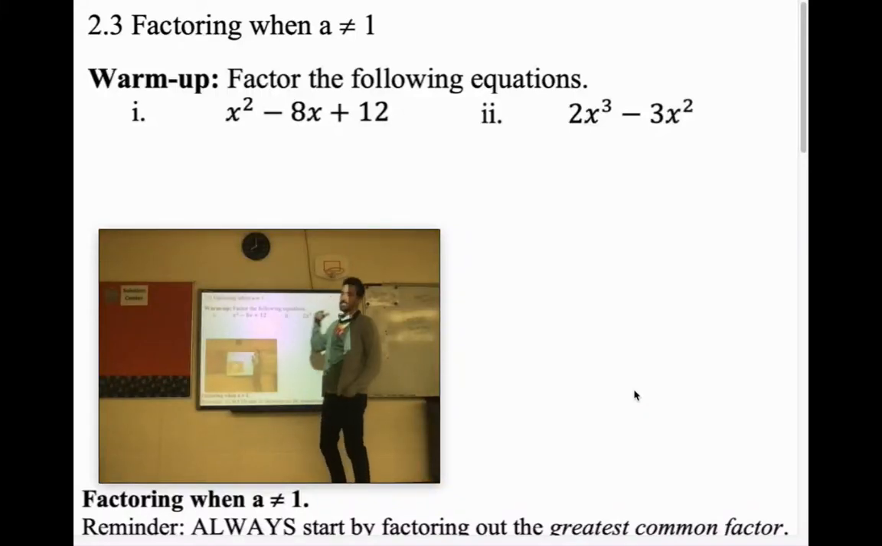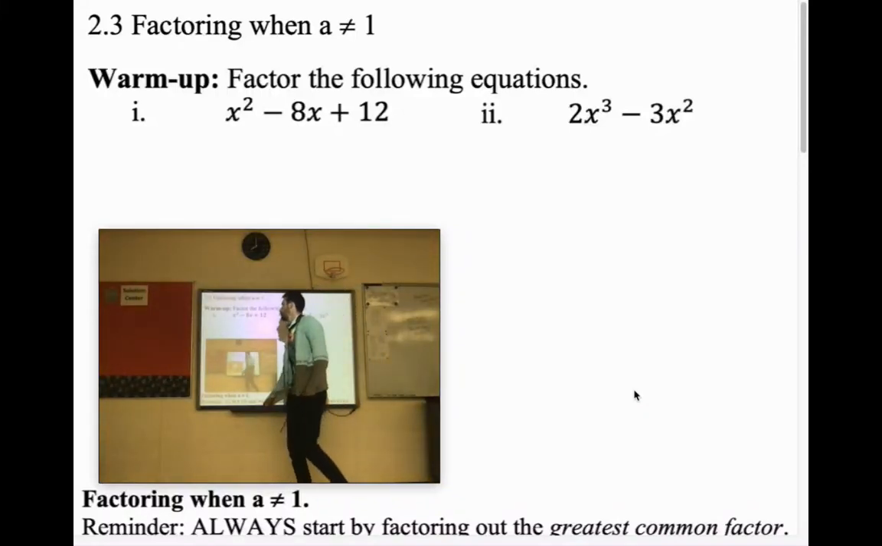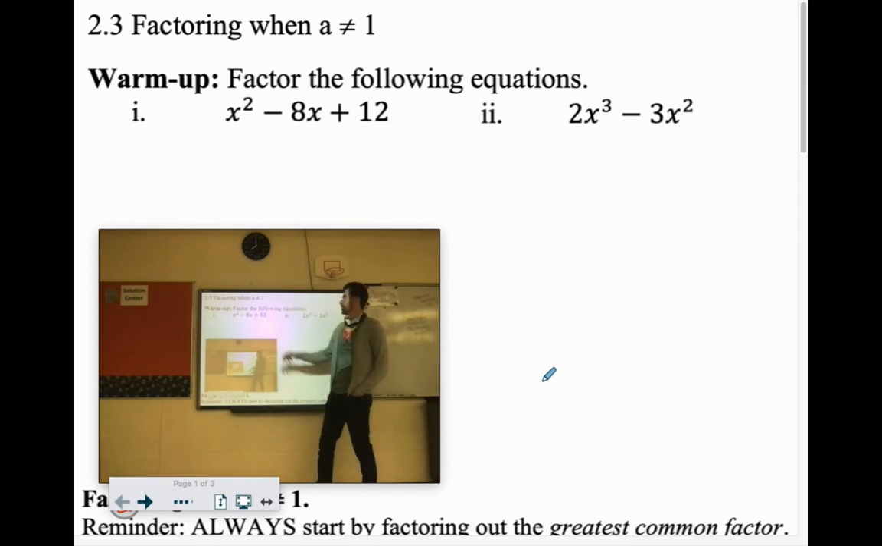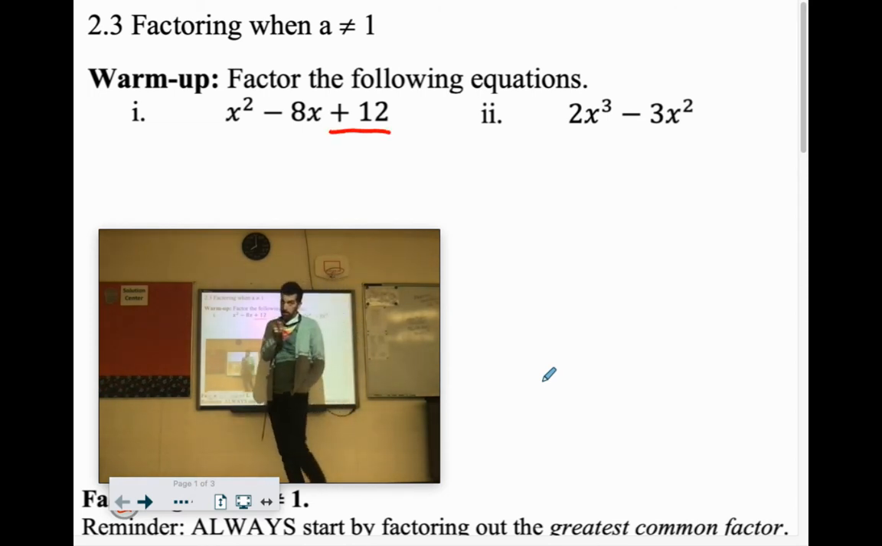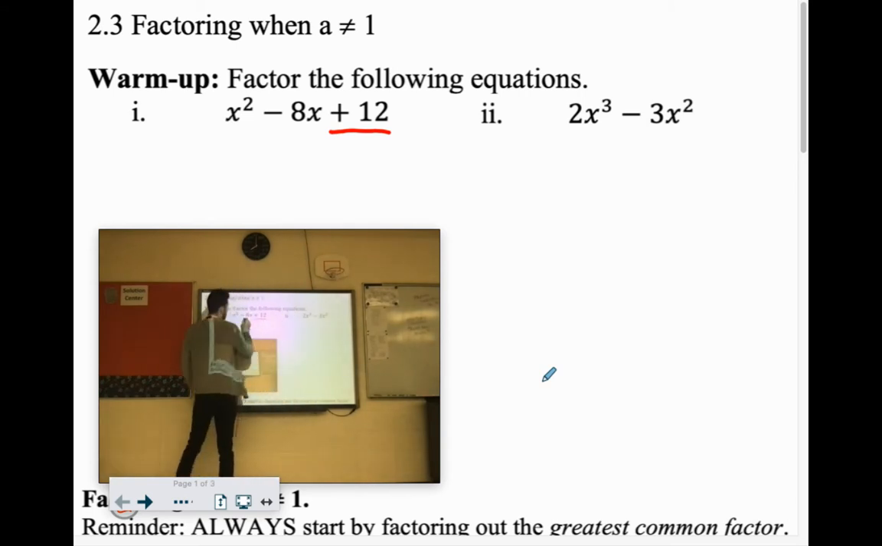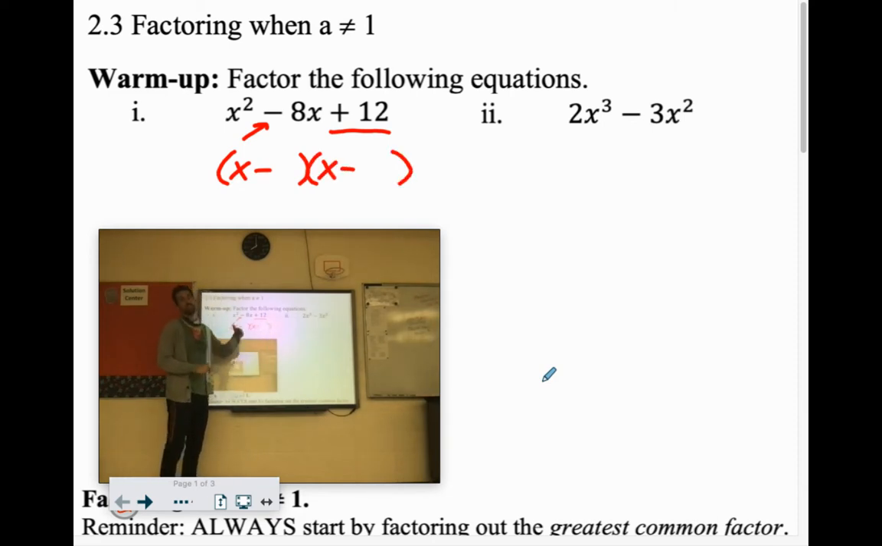Factor the following. This is like what we did last time. So you look at the last term first. This is positive 12, which means they both better be the same symbol. So if they add up to negative 8, that means they would have to both be negative numbers. X minus, X minus. Factors of 12 that add up to 8 would be 6 and 2.